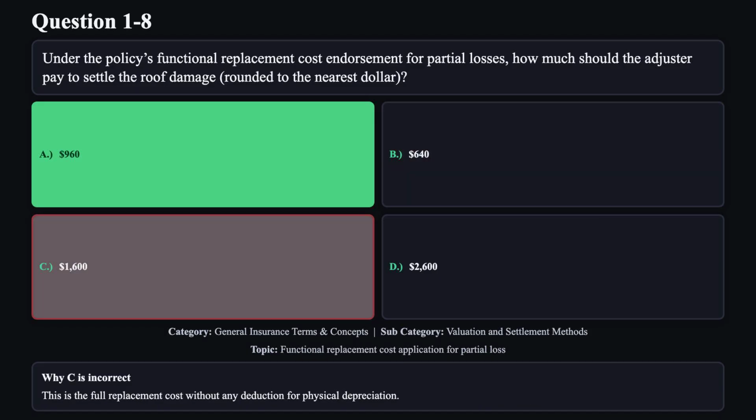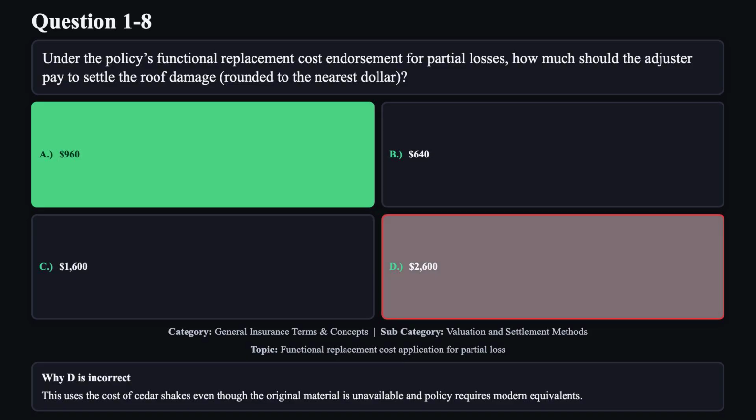Reason C is not correct. This is the full replacement cost without any deduction for physical depreciation. Reason D is not correct. This uses the cost of cedar shakes even though the original material is unavailable, and policy requires modern equivalents.